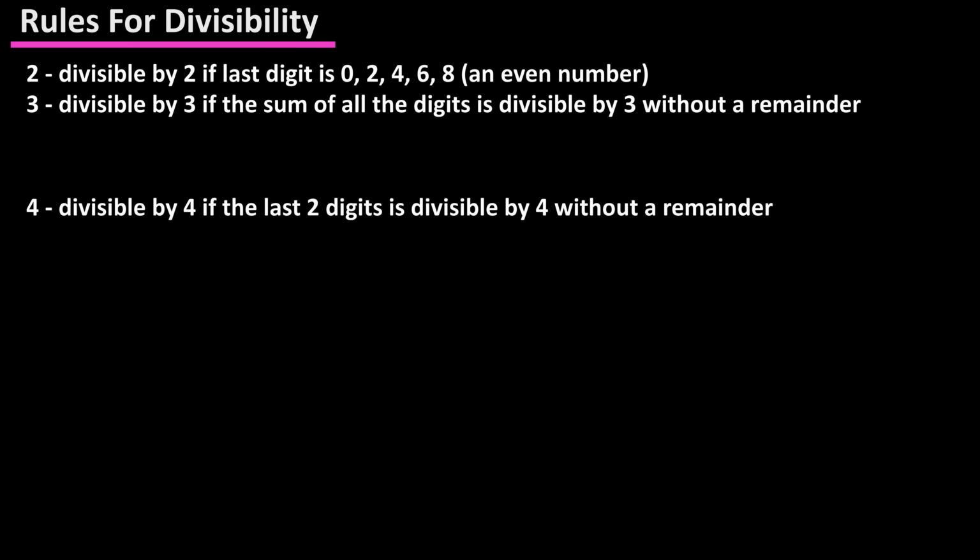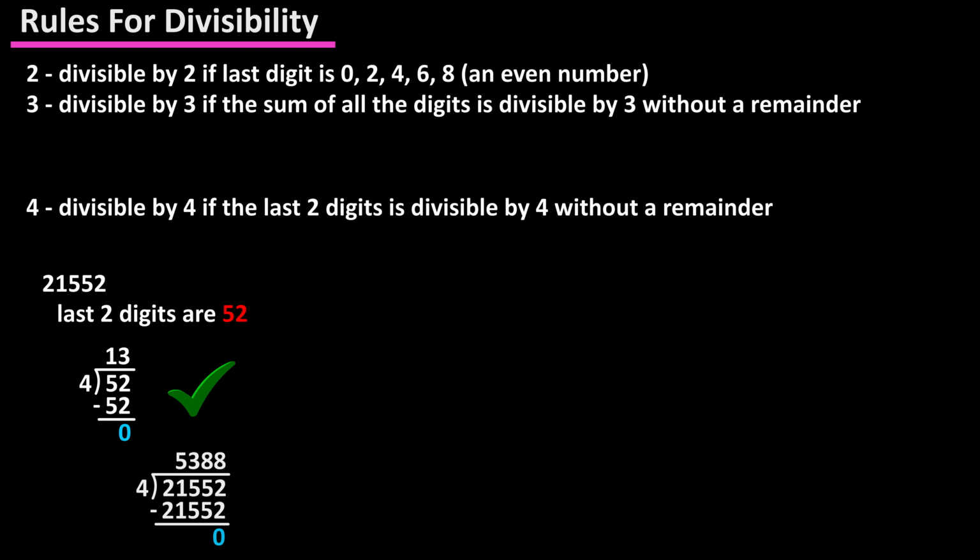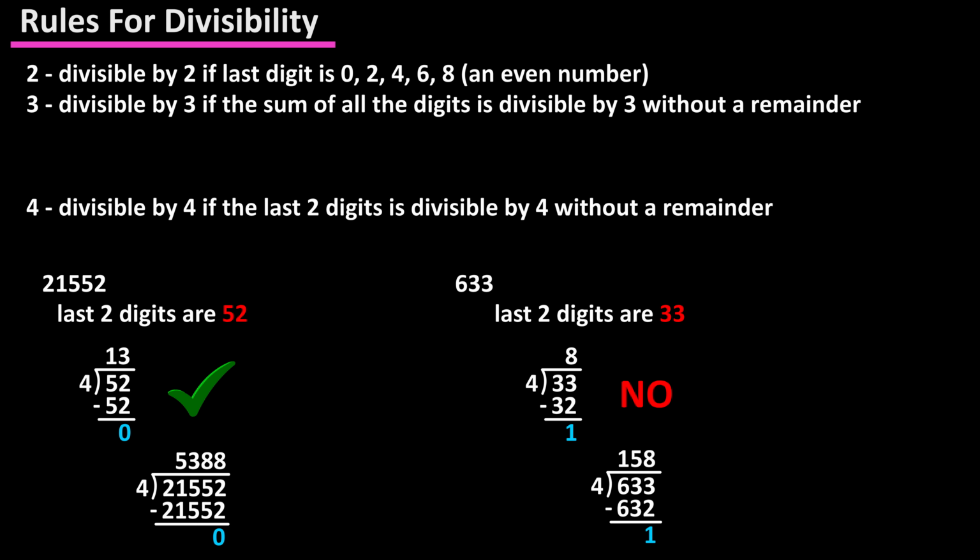A number is divisible by 4 if the last two digits are divisible by 4 without a remainder. For instance, the number 21,552. The last two digits are 52, which is evenly divisible by 4, no remainder. For the number 633, with 33 being the last two digits, it is not evenly divisible by 4, and you can see it has a remainder.